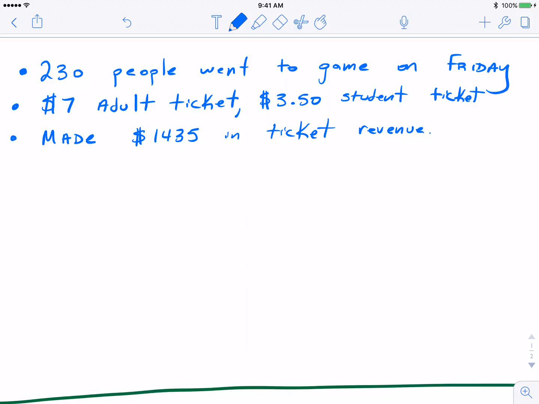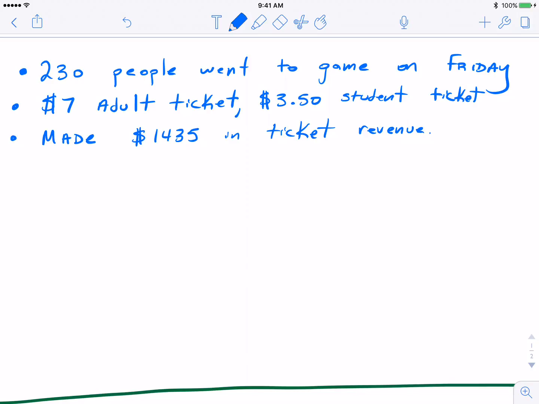We have 230 people that attended a game on Friday. The ticket prices were as follows. It was $7 for an adult ticket and $3.50 for a student ticket. Altogether, they made $1,435 in ticket sales. Okay, so what we ultimately want to answer here is how many adults attended and how many students attended.